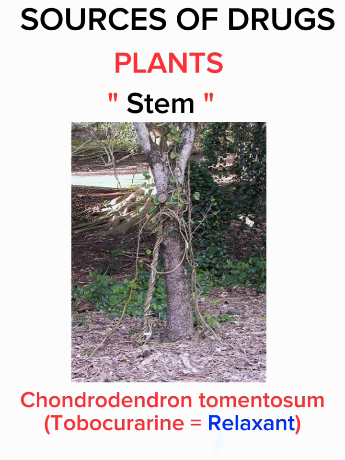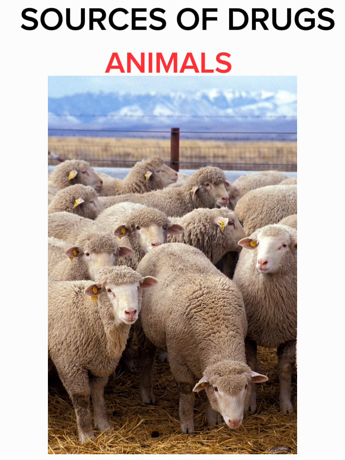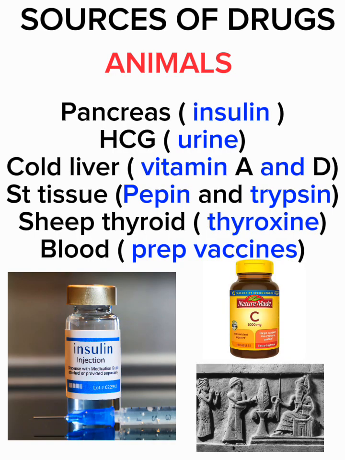The other source is animals. When we talk about animals, the pancreas of animals can be used to obtain insulin, and human chorionic gonadotropin can be extracted from the urine of pregnant women. Cod liver can be used as a source of vitamin A and D. Stomach tissue can be used as a source of pepsin and trypsin. And then sheep thyroid, this one's a good one. It can be used as a source of thyroxine. And then the blood of animals can be used in the preparation of vaccines. And let's talk about the mineral source.